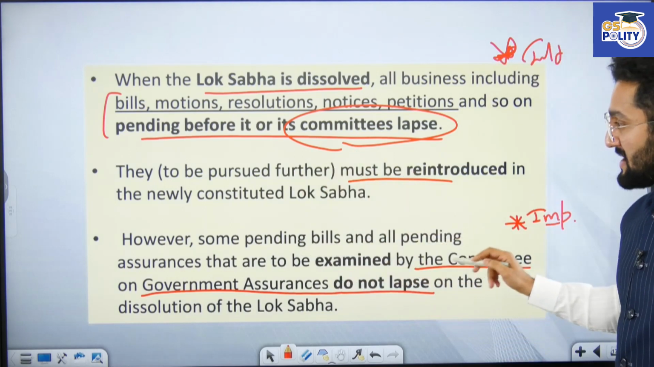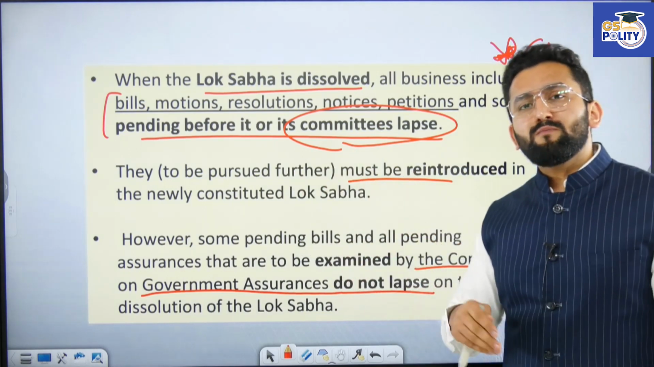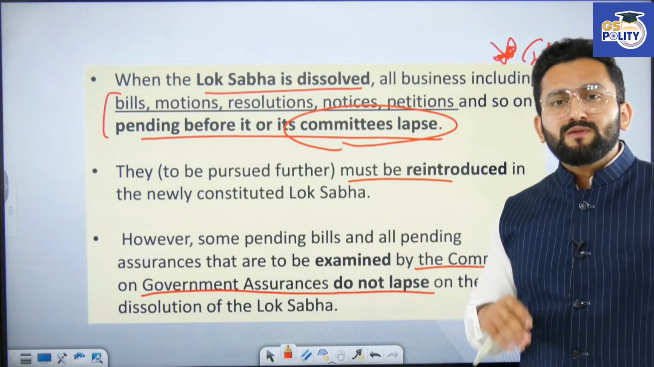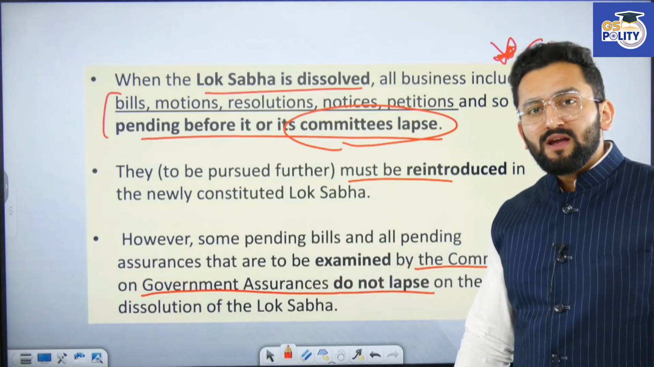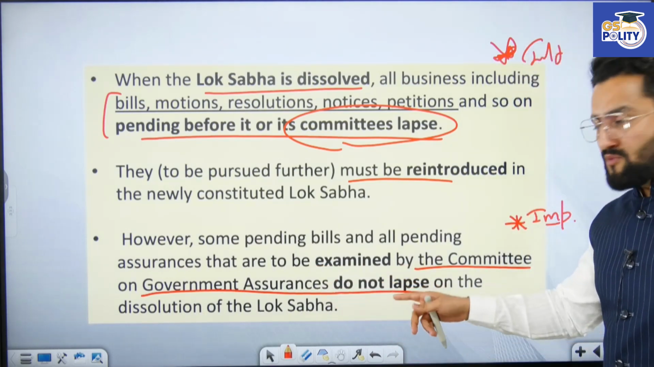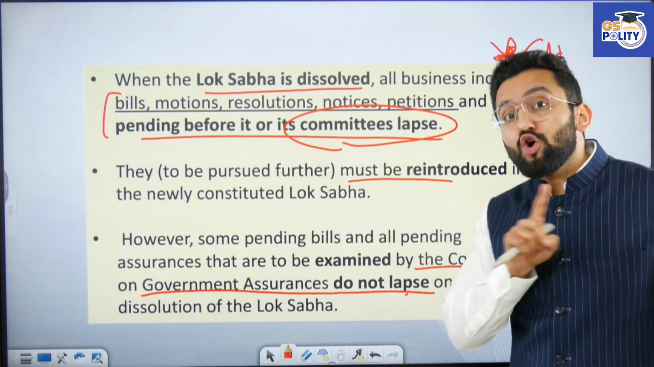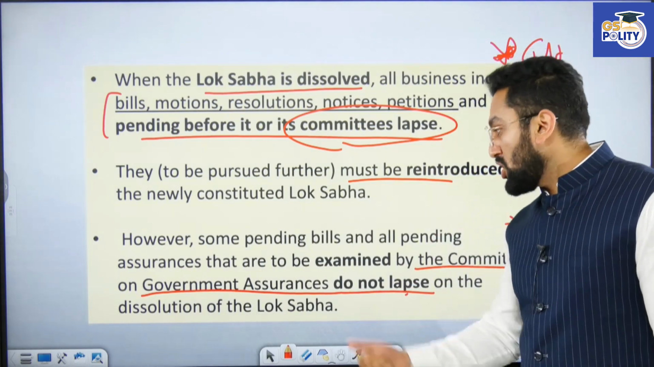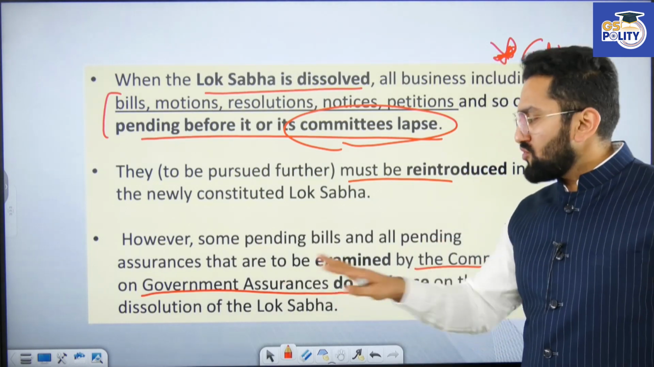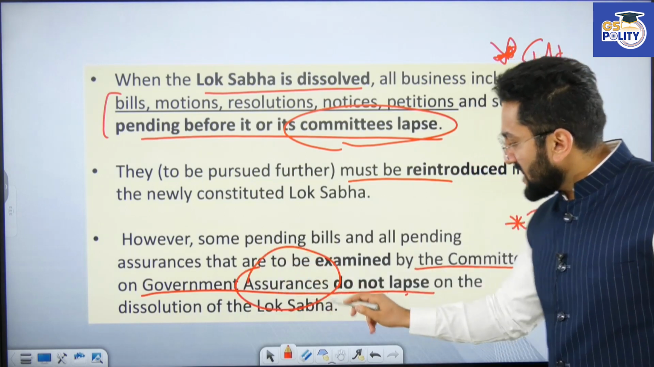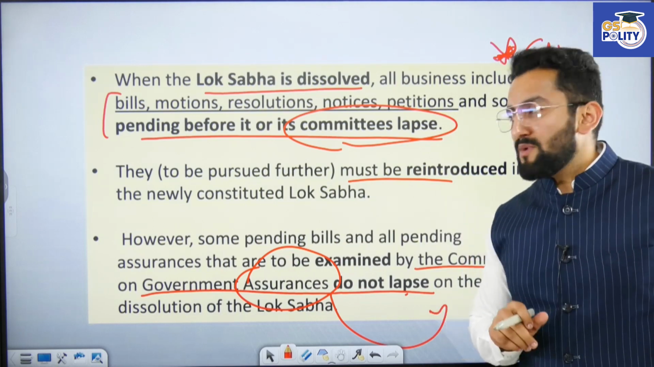However, there are some pending bills and pending assurances. Now, this is important because this is an exception. Even if the bill was with Lok Sabha, if it went to the Committee on Government Assurances, this bill will be immune from lapsing. It does not lapse. So this is an exception. If the bill was not with Lok Sabha but with the Committee on Government Assurances, you can easily remember, assurance means this is giving assurance that it is not going to get lapsed. You can remember by this trick.